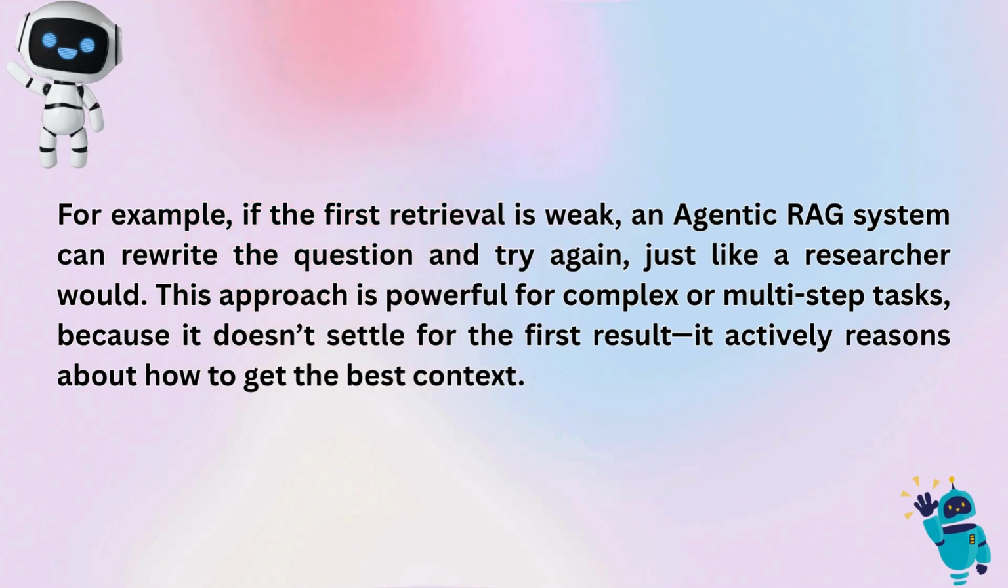For example, if the first retrieval is weak, an agentic RAG system can rewrite the question and try again, just like a researcher would. This approach is powerful for complex or multi-step tasks because it doesn't settle for the first result. It actively reasons about how to get the best context.